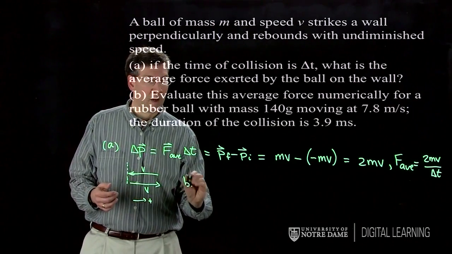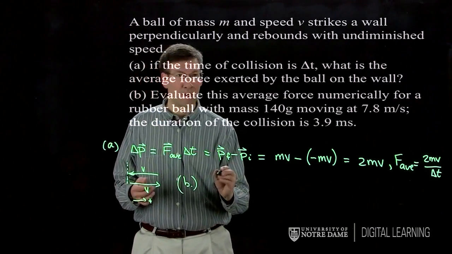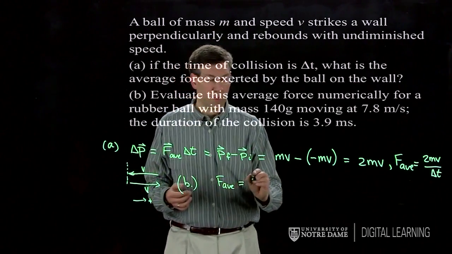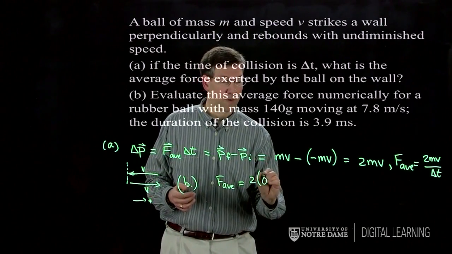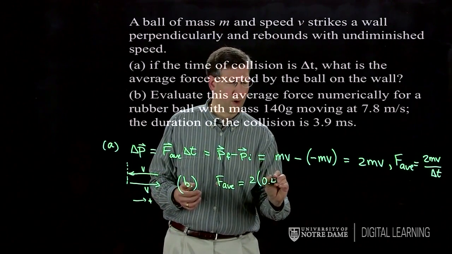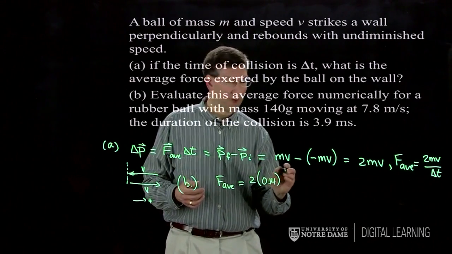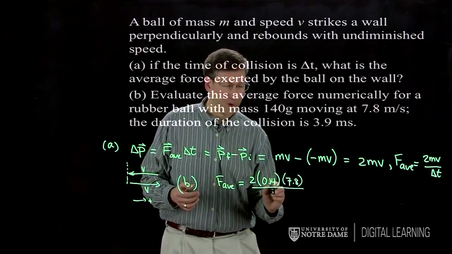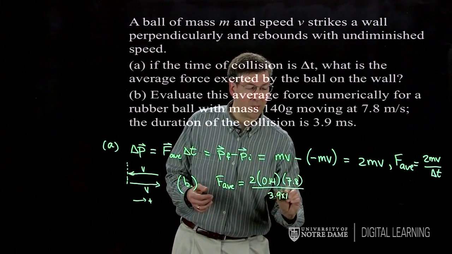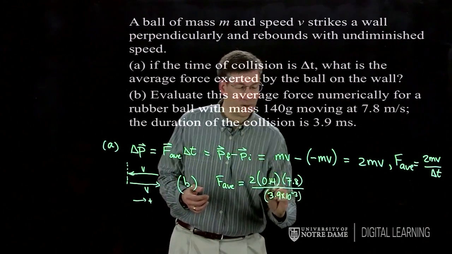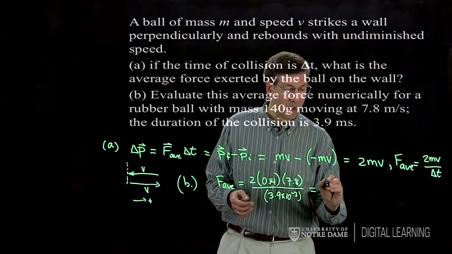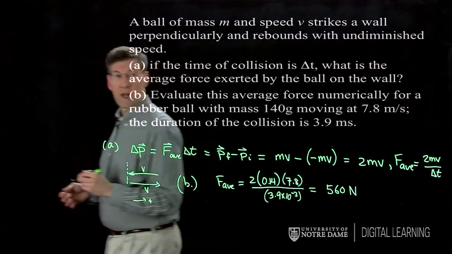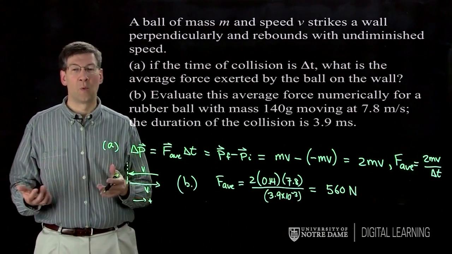And so part B, all we really need to do is to put numbers into a calculator here. So we know that the average force is equal to twice the mass of the ball, so that's 0.14 kilograms. It was moving at 7.8 meters per second, and the time of the collision is 3.9 milliseconds, so that's 3.9 times 10 to the minus 3 seconds. And so if you multiply all of that out, you get 560 newtons as the average force that the wall exerts on the ball or the ball exerts on the wall. They're equal and opposite.